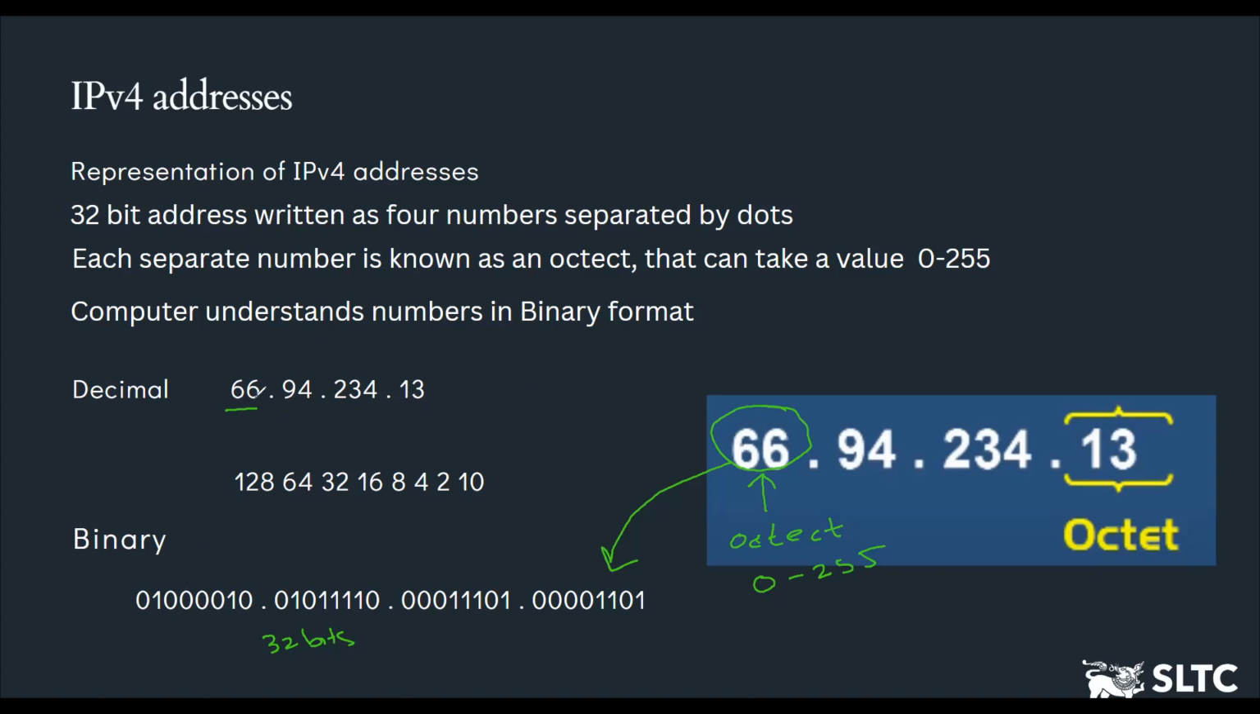Each of these numbers, we can use the standard 2 to the power format to give the equivalent binary number to these decimal numbers, right? For example, 66 is given by this binary representation. 94 is given by the second binary representation. Likewise, we can follow the procedure to convert decimal to binary. I think you have followed this in the network layer classes as well.